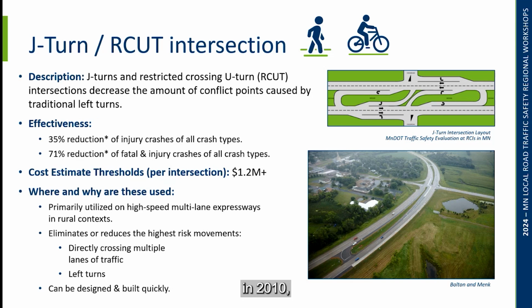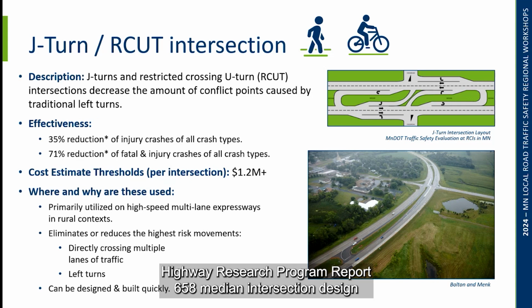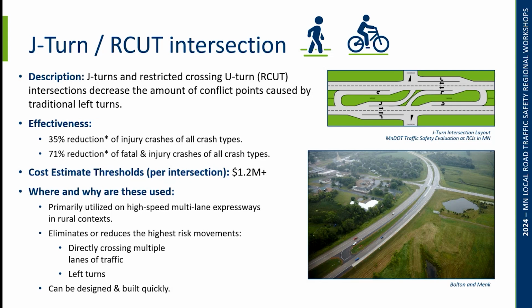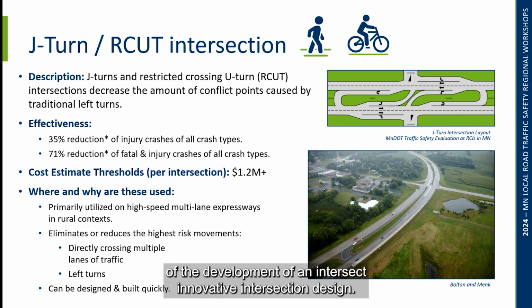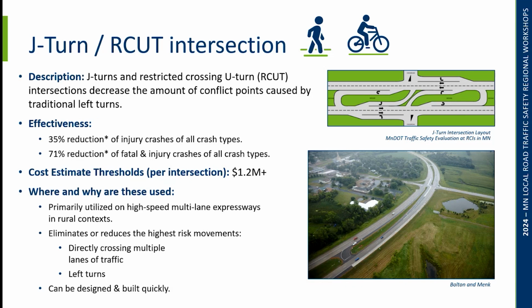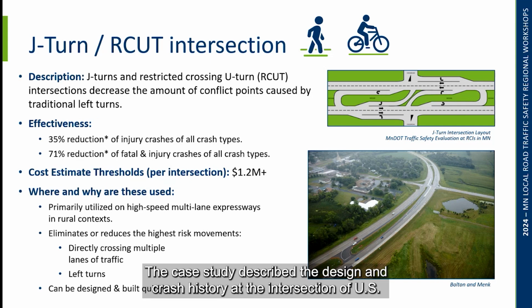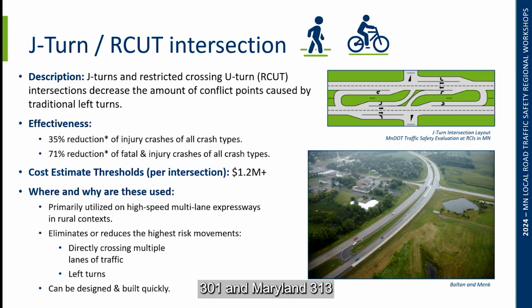In 2010, NCHRP, National Cooperative Highway Research Program, Report 650, Median Intersection Design for Rural High-Speed Divided Highways, was published and included a description of the development of an innovative intersection design, the J-turn. The case study described the design and crash history at the intersection of US 301 and Maryland 313.